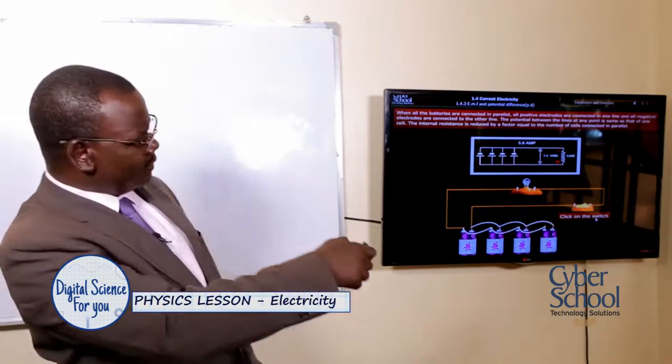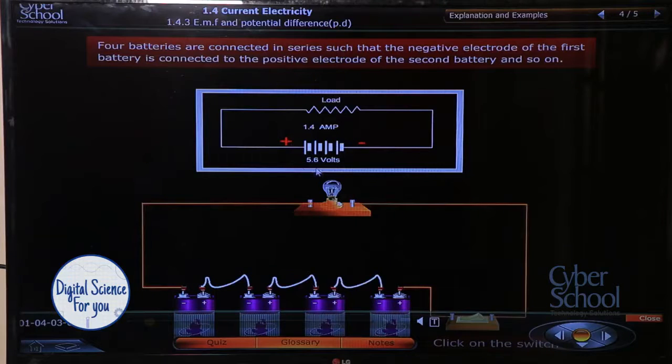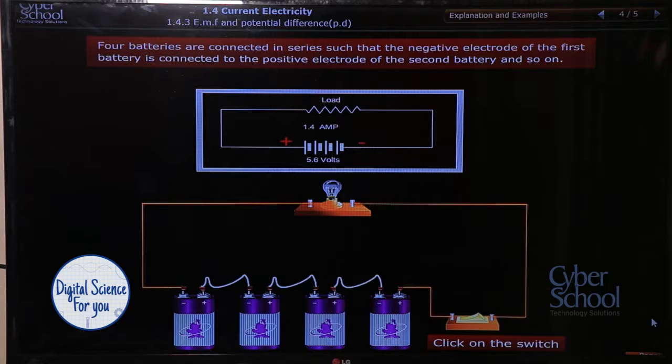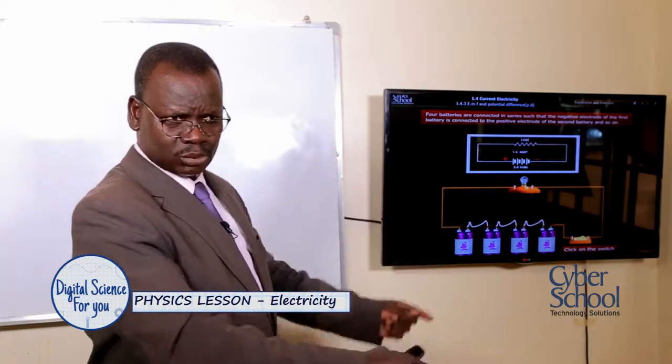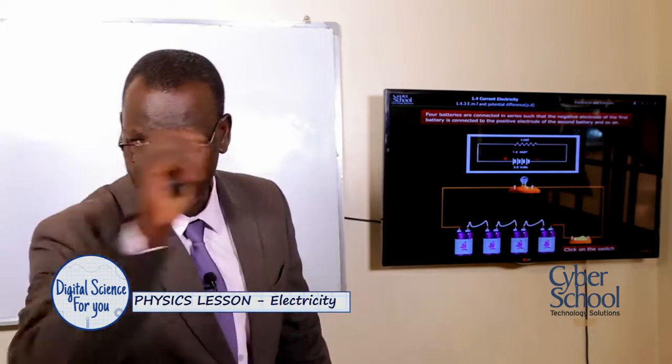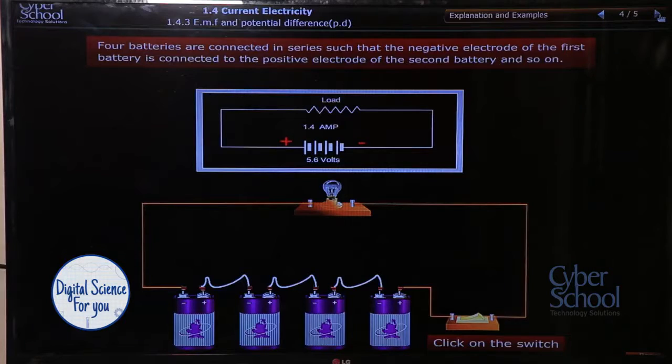Let's go back. Let me go back to the previous one. Yes. Do you see the total voltage for 4 batteries? It is 5.6. What does that mean? That means when the batteries are connected end to end, you are adding the voltage. 1.4 plus 1.4 plus 1.4 plus 1.4 gives us 5.6. End to end. The light is very bright.